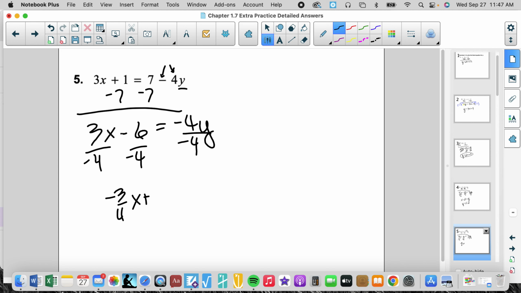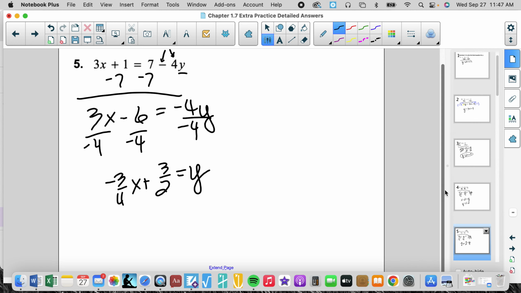Did I do that right? Oh yes, Mr. Mac made a mistake on his answer key. That's positive 3 over 2 equals y. And I'm going to write my y first. y equals negative 3/4 x plus 3/2 would be my answer. Let's make sure, check my answer. Yep, 2 negatives positive. Always reduce those fractions when you can. So that goes over there to fix for the answer key.